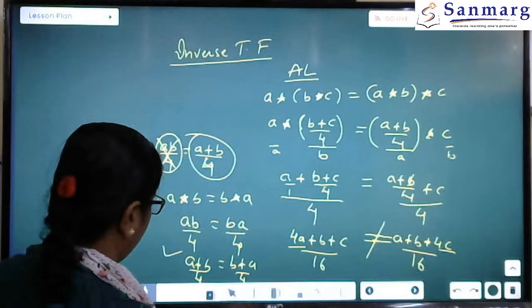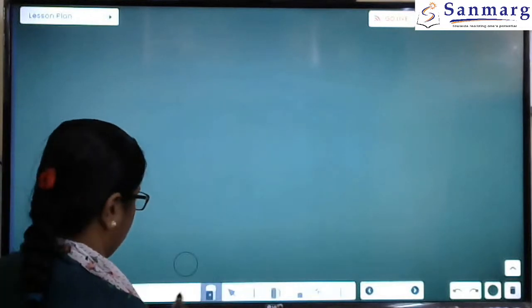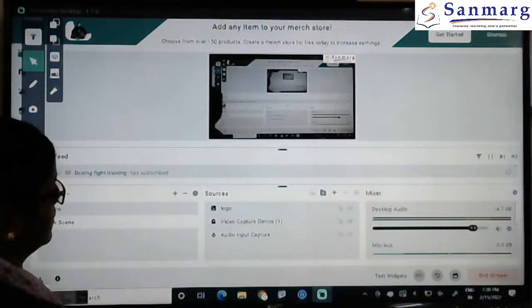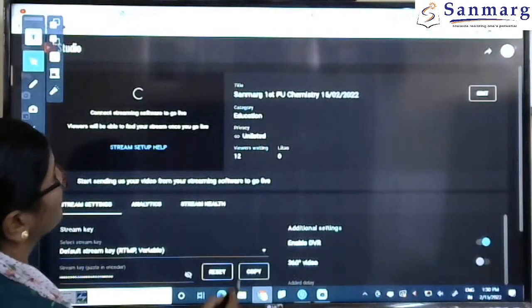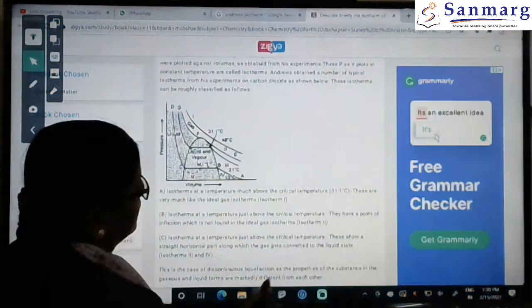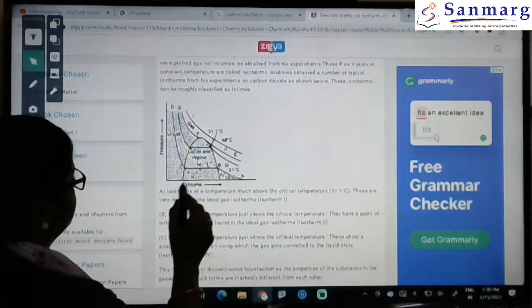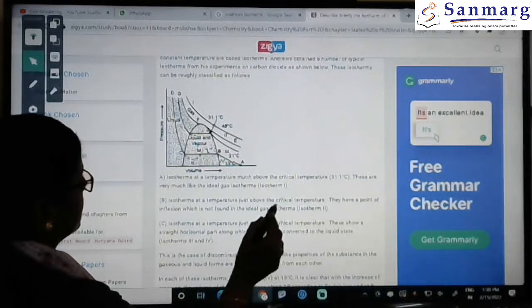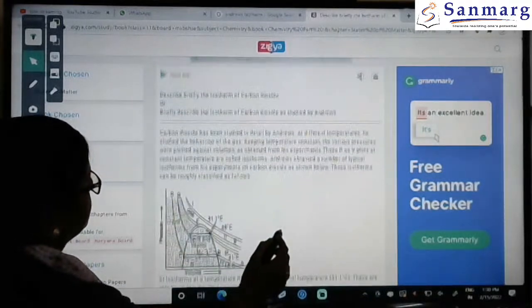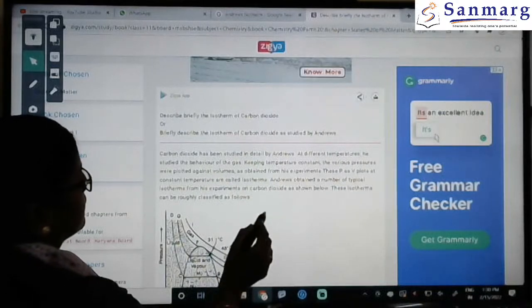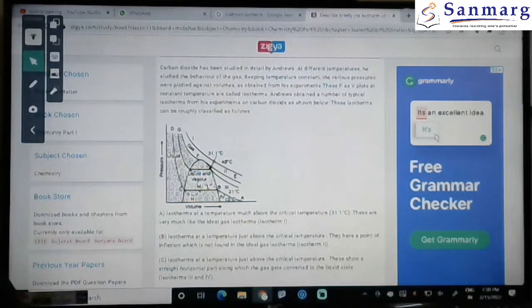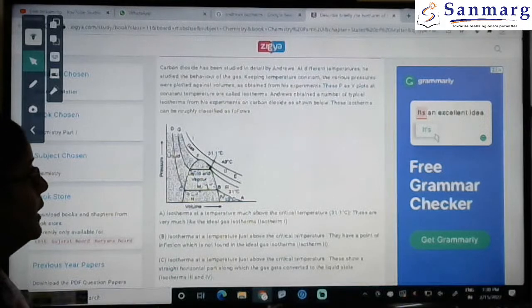Let us take an isotherm. See, this is an isotherm. See, carbon dioxide has been used here. Carbon dioxide is used to study the isotherms.